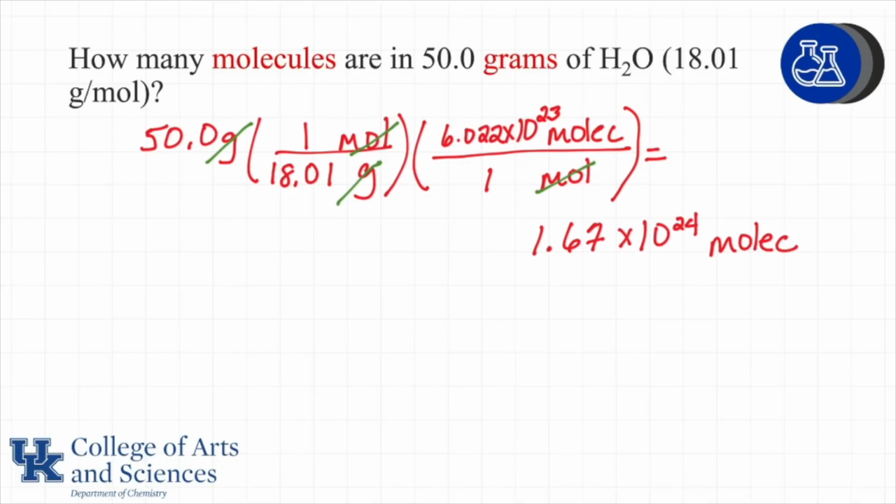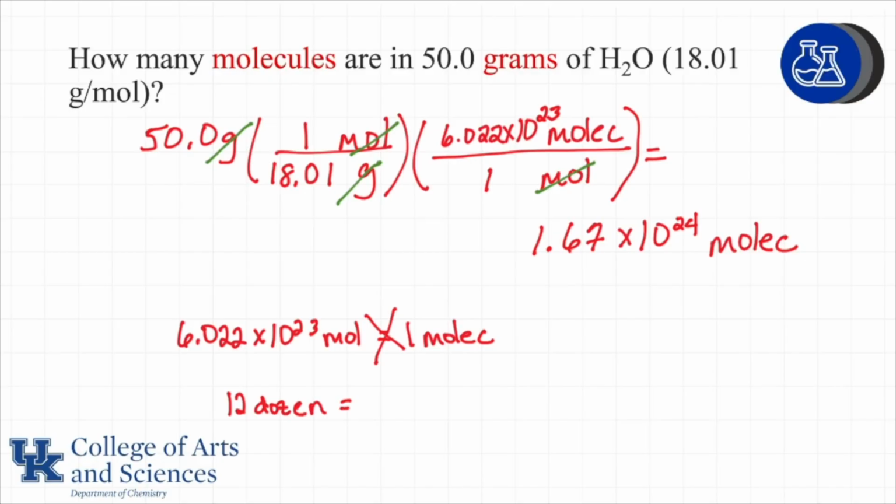A common mistake that students make is putting 6.022 times 10 to the 23rd moles equal to 1 molecule, and this is not correct. We would never say 12 dozen equals 1 cookie. That doesn't make sense because 1 dozen is 12 cookies in the same way that 1 mole is 6.022 times 10 to the 23rd molecules.